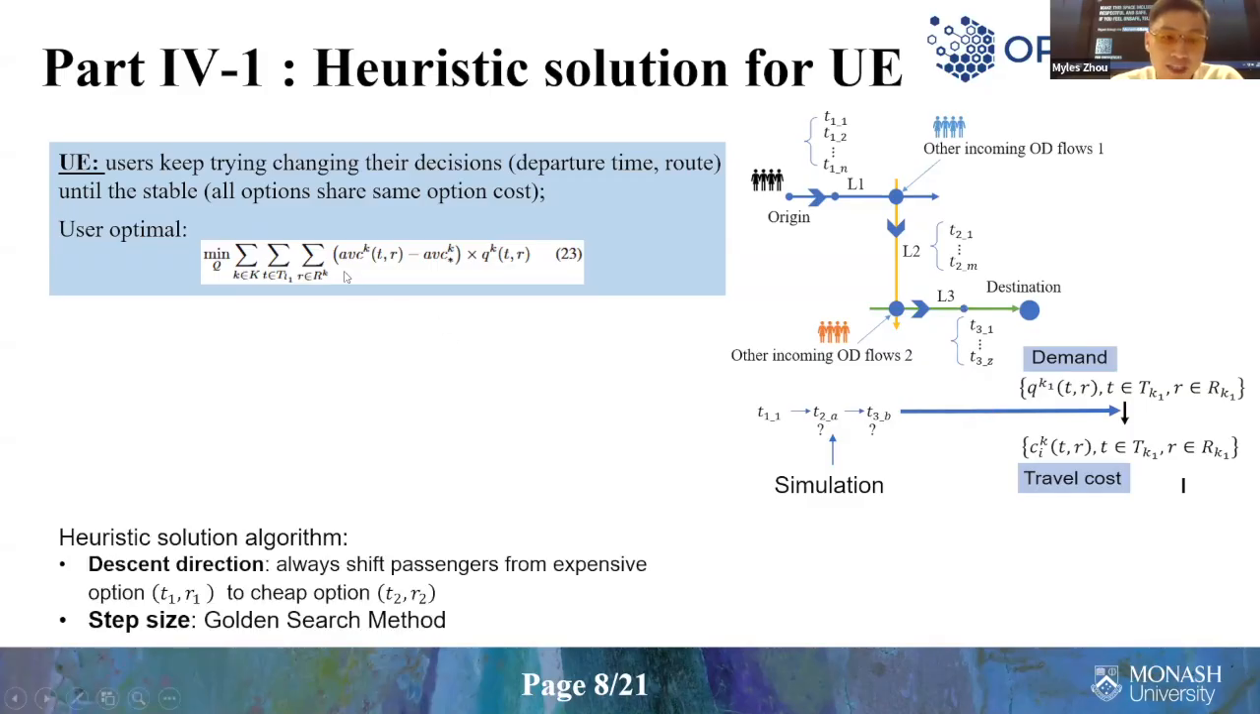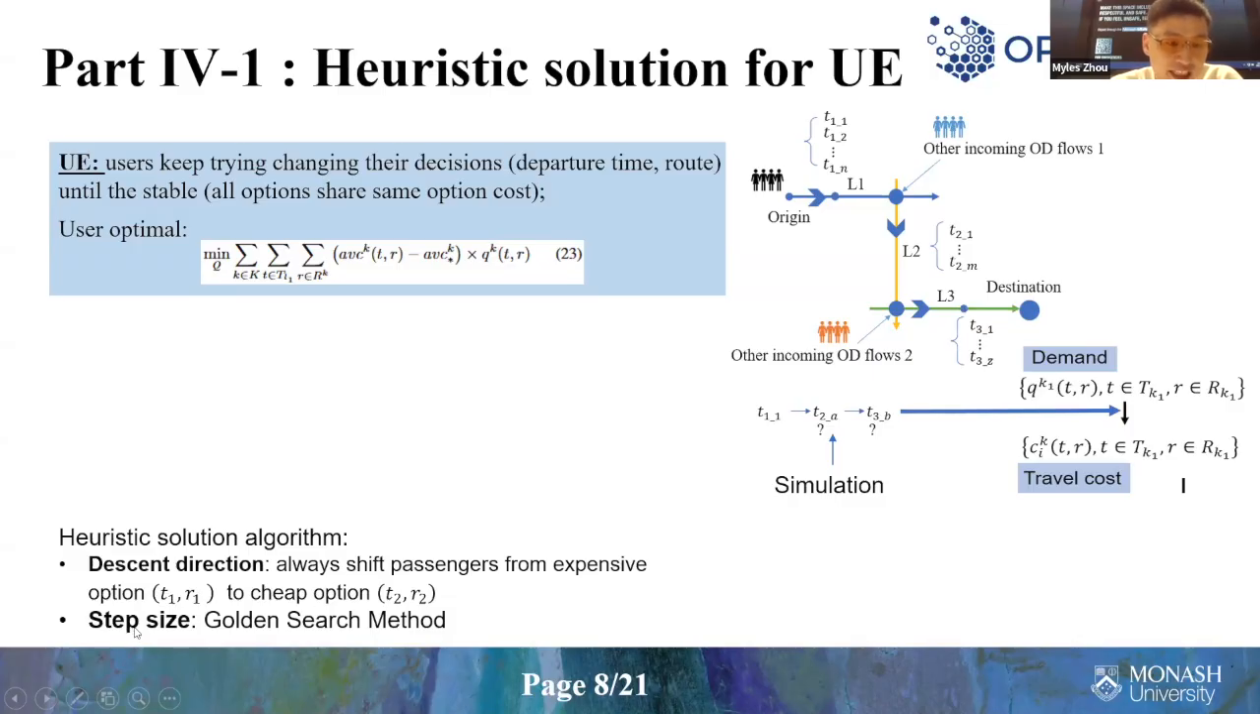For the user equilibrium modeling, we want to minimize the gaps. So the descent direction for our heuristic solution algorithm is that we always shift passengers from expensive options to cheap options. When we shift passengers out of the expensive options, that will relieve the congestion. The option cost of the expensive ones will decrease, and the similar thing happens to the cheap options, whose cost will increase. Then we can minimize the gap.